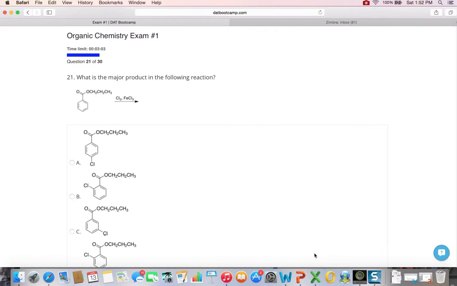Number 21, we have an ester, but the carbonyl carbon, which has a partial positive charge, is bonded directly to the benzene ring. That means it's going to be a meta director, and we're going to add a chlorine. Not meta, not meta, meta, done.